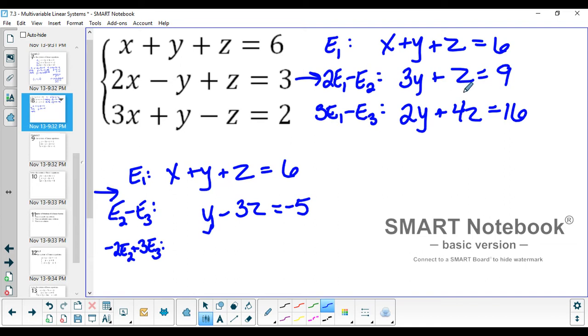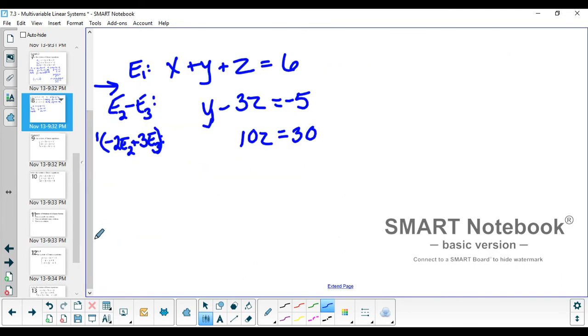Negative 2z plus 12z would give me 10z. And then negative 18 plus 48 would give me 30. So now I know here, to get this to be a 1, I'm essentially going to want to divide by 10, which is multiplying by 1/10. So if I multiply this whole thing here by 1 over 10, whoa.